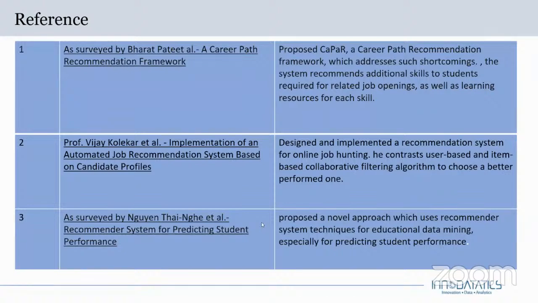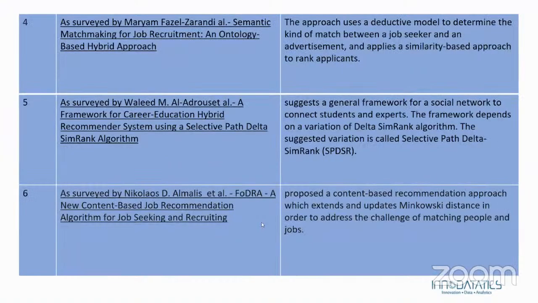So these are some of the works from which we took our references: a career path recommendation framework from Bharat Patil, implementation of an automated job recommendation system based on a candidate profile by Vijay Kolekar, recommendation system for predicting students' performance. So next slide. Schematic matchmaking for job recommendation by Fazel Zardani. A framework for career education hybrid recommendation system using a selective path algorithm by Baladin. A new content-based job recommendation algorithm for job seeking and recruitment by Nicholas. So these are the references. Next slide.